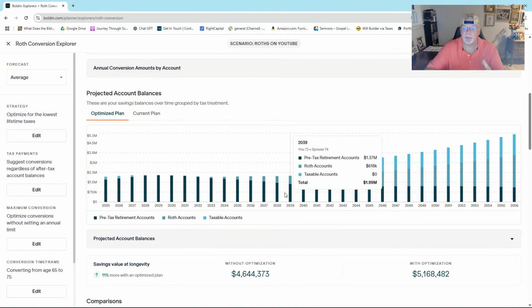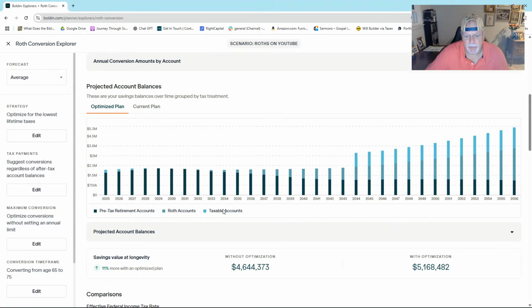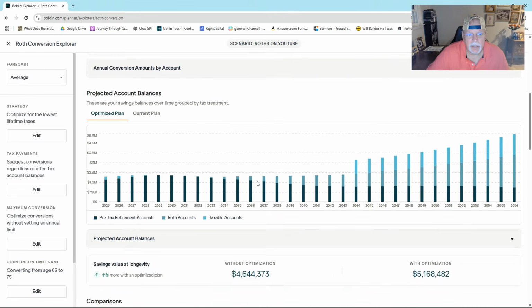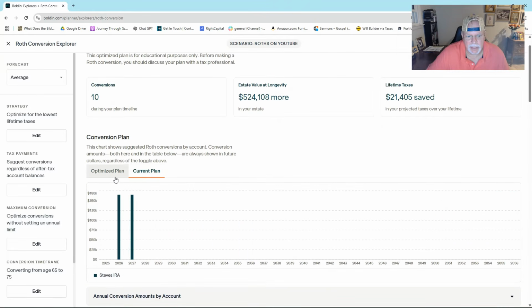Sometimes it's like Google Maps. You just got to believe it and then take a look. So this is the optimized plan. It says, hey, savings value at longevity, which is 5,168,000 versus 4,644,000. So that's great. They also show you somewhere in here, like this is the conversion plan. Yeah, that's fine.